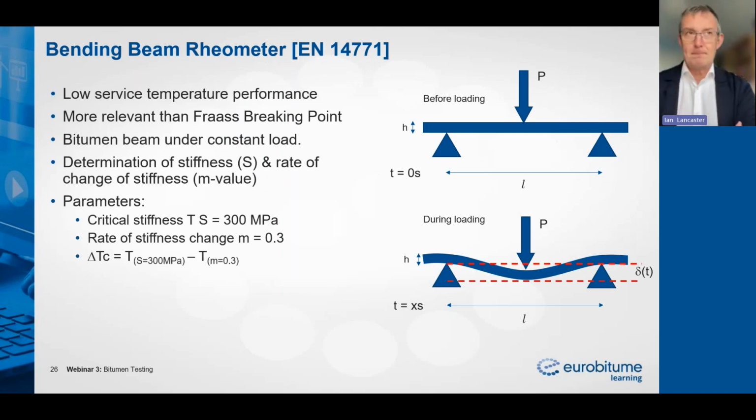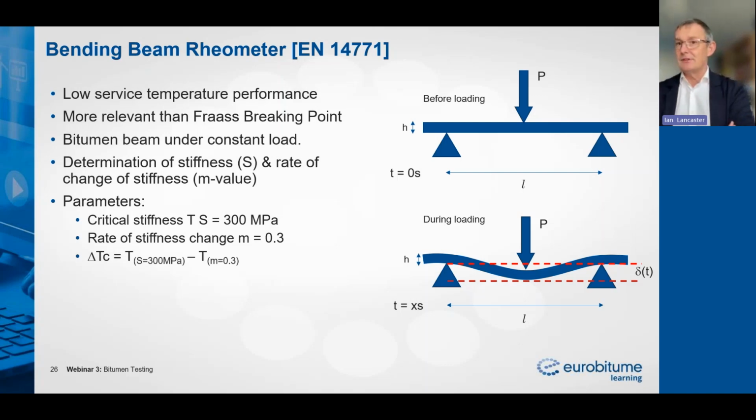We can be more sophisticated in our assessment of low temperature performance by assessing the behavior of a binder or a bitumen in the bending beam rheometer. If you remember, I said that the frost breaking point was a bit limited when it came to polymer modified binders, and that it tended to underestimate their performance. Well, the bending beam rheometer is much more sophisticated, much more accurate than our frost breaking point.